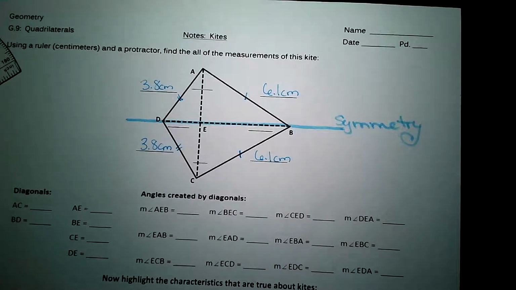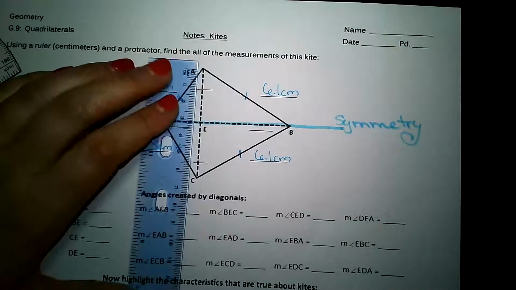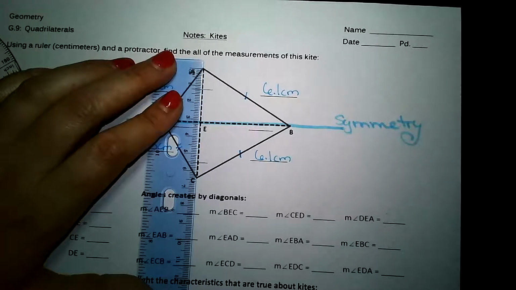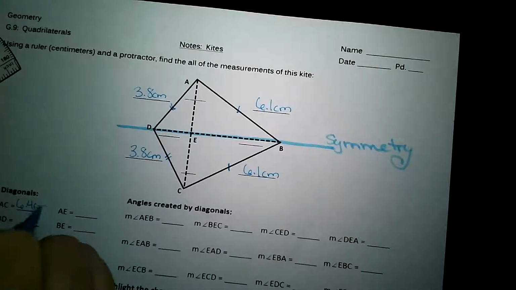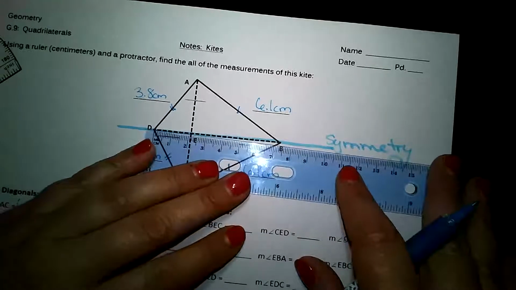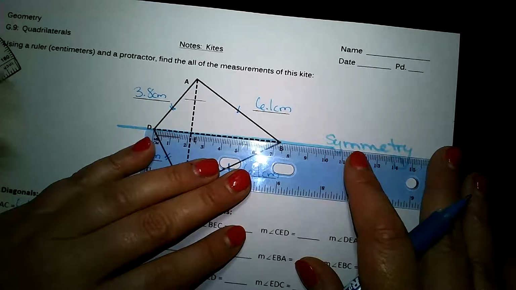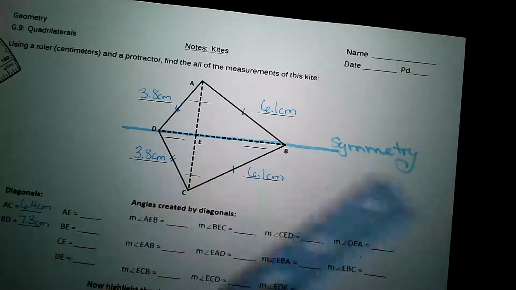All right, let's talk about the diagonals this time. Diagonal AC. Okay, AC. I'm getting like 6.3, 6.4, something in there. I'll go with 6.4. And B to D. Looks like something close to 7.3 maybe. Okay.